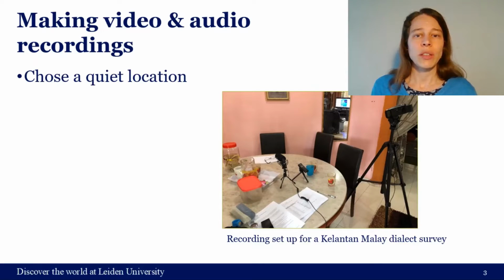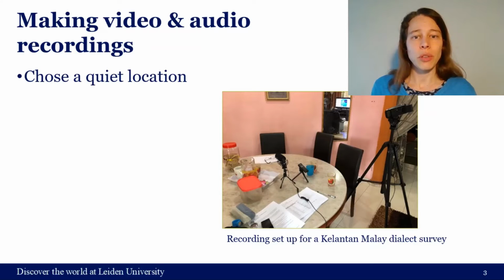Also consider the time of the day. There are always times which are busier and less quiet than other times of the day. For example, in Indonesia, the late afternoon is usually a very busy time of the day, so therefore it's not a good time to make a recording.